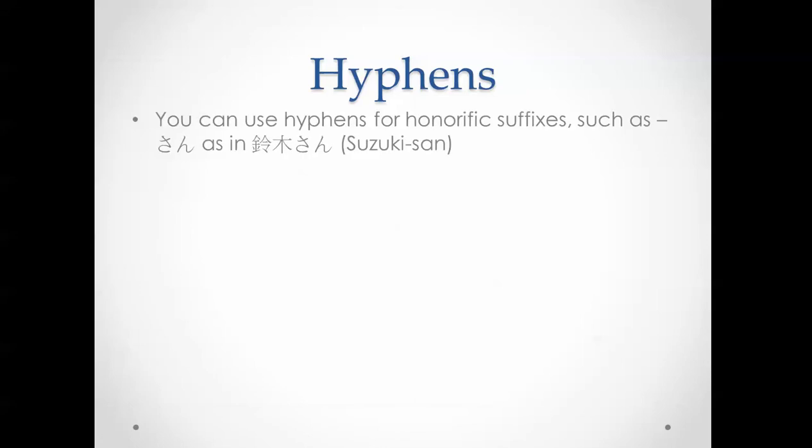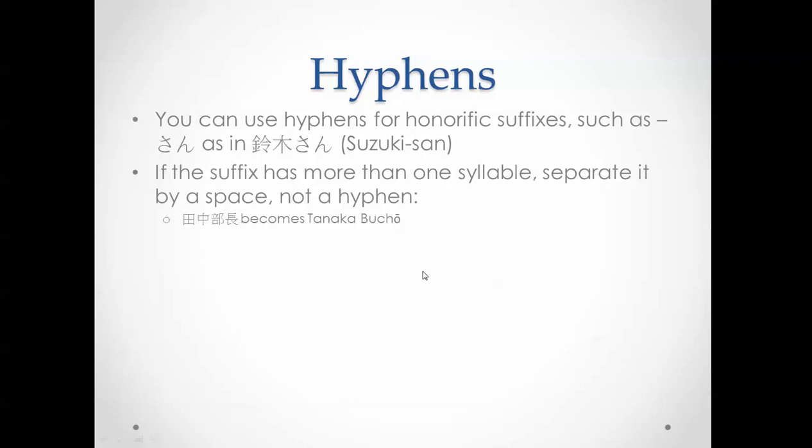You can also use hyphens for honorific suffixes, such as san, Suzuki-san. If the suffix has more than one syllable, you should separate it by a space and not a hyphen. So, for example, Tanaka Bucho, as in Mr. Tanaka, the manager of the division. And instead of saying Tanaka hyphen san here, we say Tanaka space Bucho.